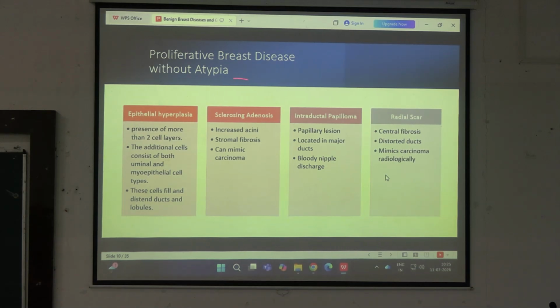First is our sclerosing adenosis. Adenosis means increase in number of glands, and sclerosing means there will be pink color deposition or increased fibrosis or sclerosis. Okay, so sclerosing means fibrosis, and we will see a pink colored deposition in the stroma. There will be stromal fibrosis, and adenosis means increase in number of acini.